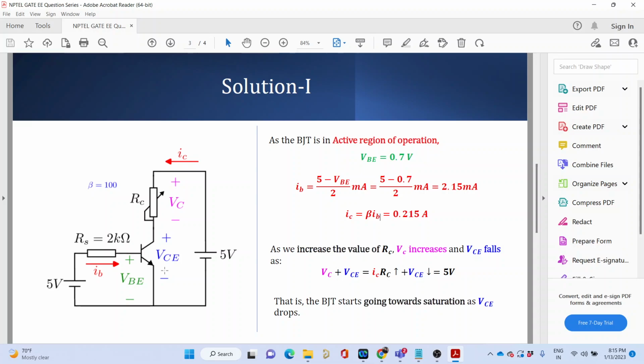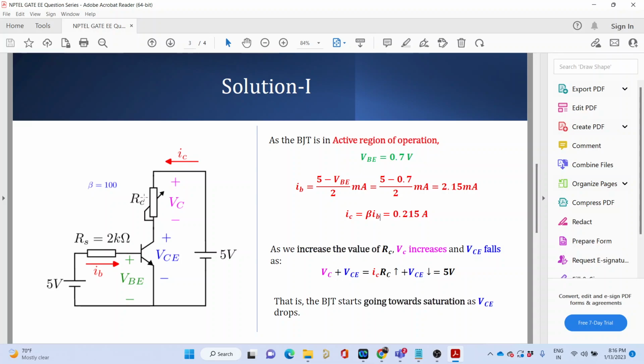It is in the boundary condition. It is just at the boundary of saturation and active region. That is why we can do it. Getting my point? Yes, sir, I didn't know that. So it is at the boundary of active region and saturation region.